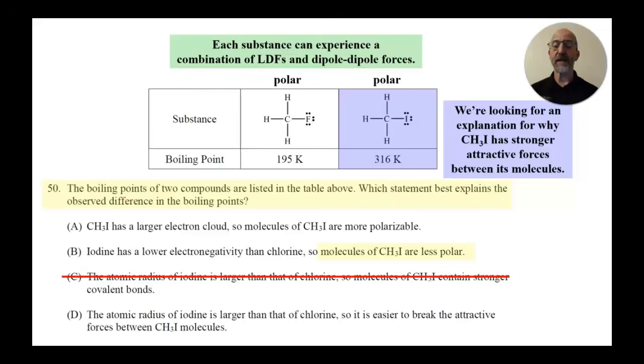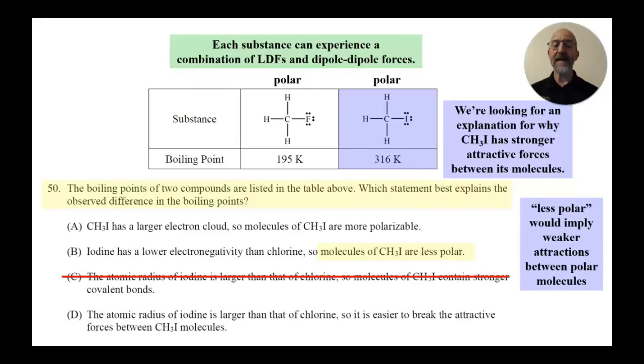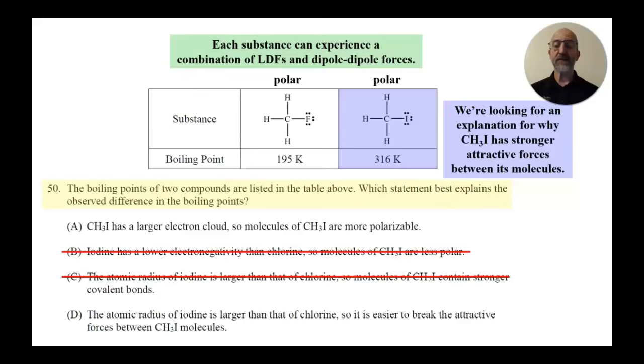Focusing on choice B, it says that molecules of CH3I are less polar. But that phrase, less polar, would imply weaker attractions between the polar molecules, and that's not going to explain why it would have a higher boiling point. So we can eliminate choice B. Now, with respect to choice D, it talks about how it's easier to break the attractive forces between the CH3I molecules. Again, that's not going to explain why it has a higher boiling point.